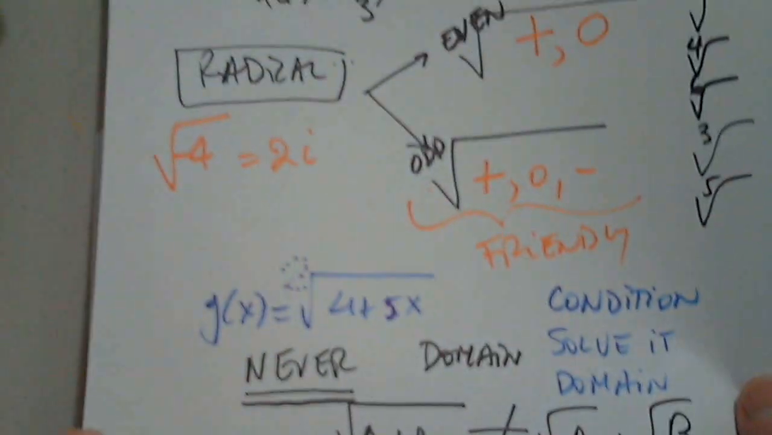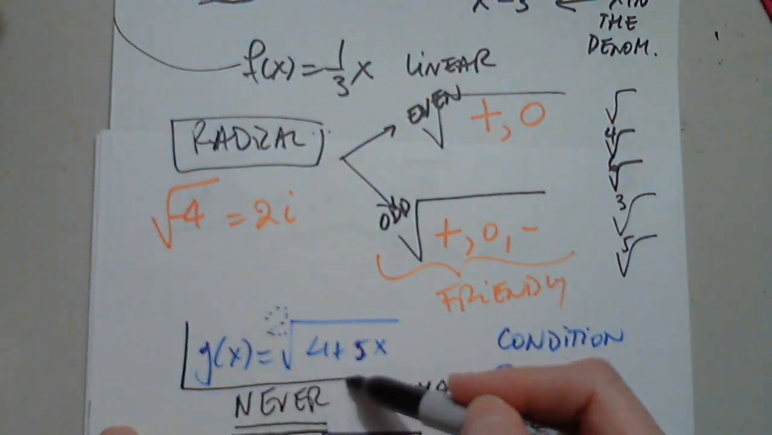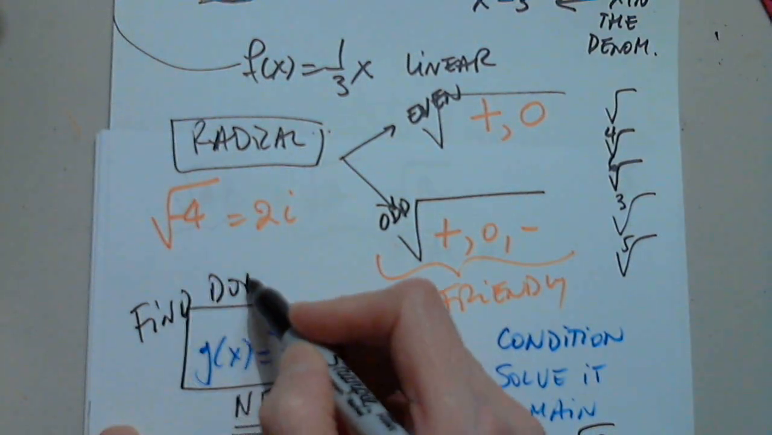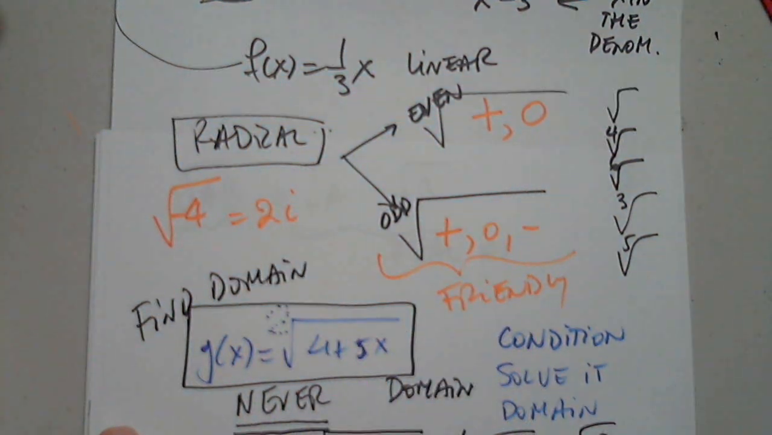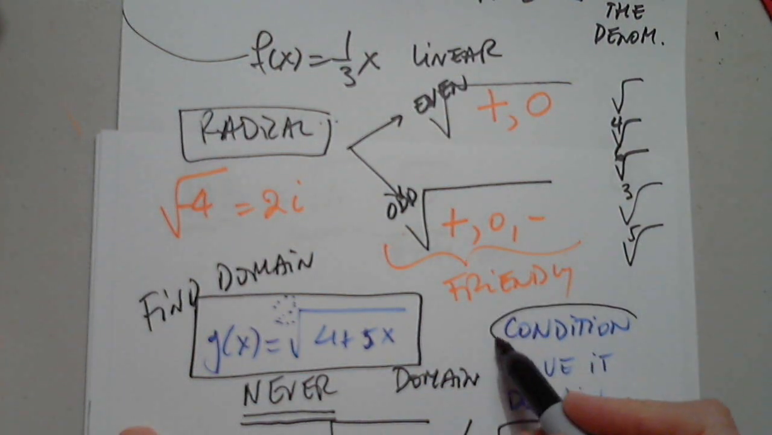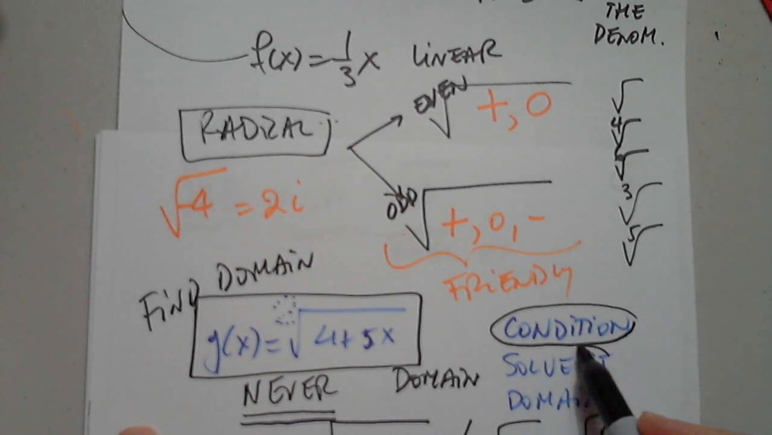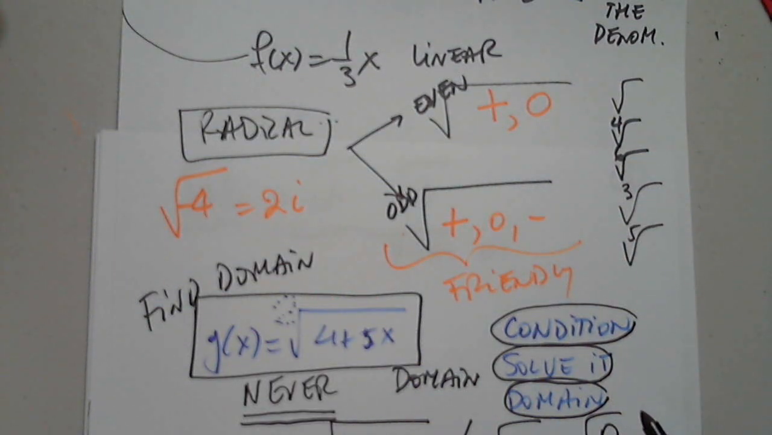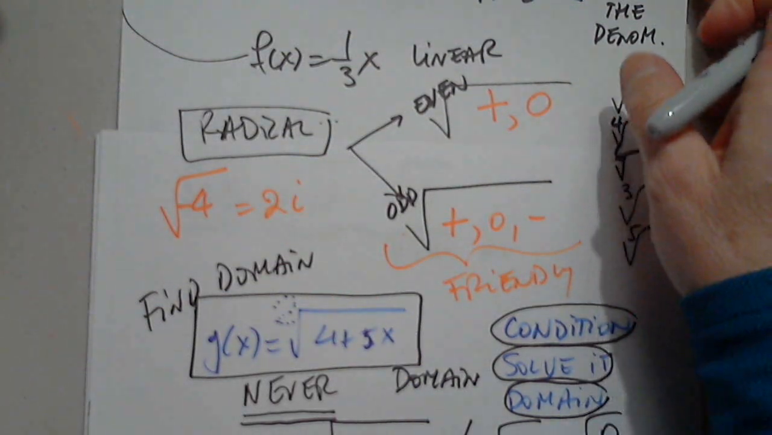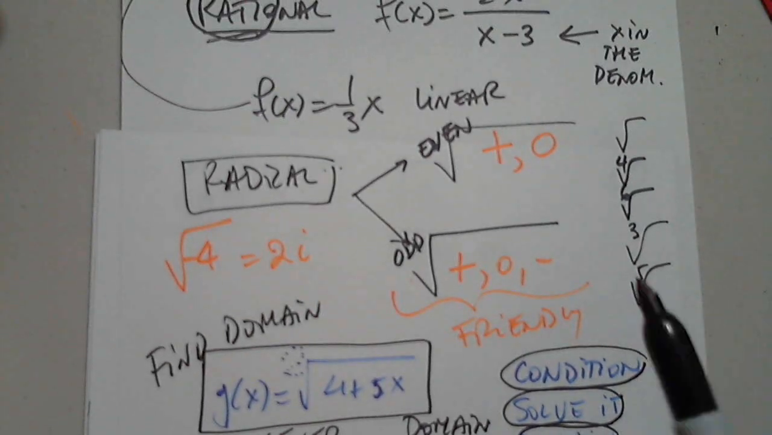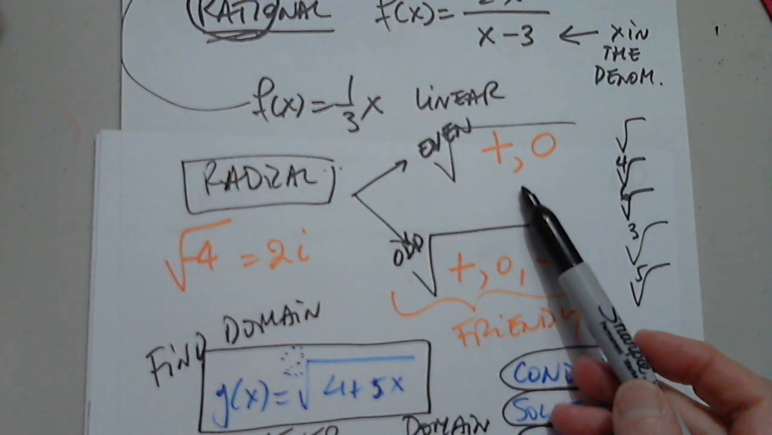But always remember, when we are asked to find the domain of this function, that's what we are asked to find: the domain. We're not asked to simplify, we're not asked to touch the function. We have to write a condition, solve the condition, and then get the domain. We're not simplifying the function. That means we have to change the x for another number? No. Let's take a look at what we just wrote here.